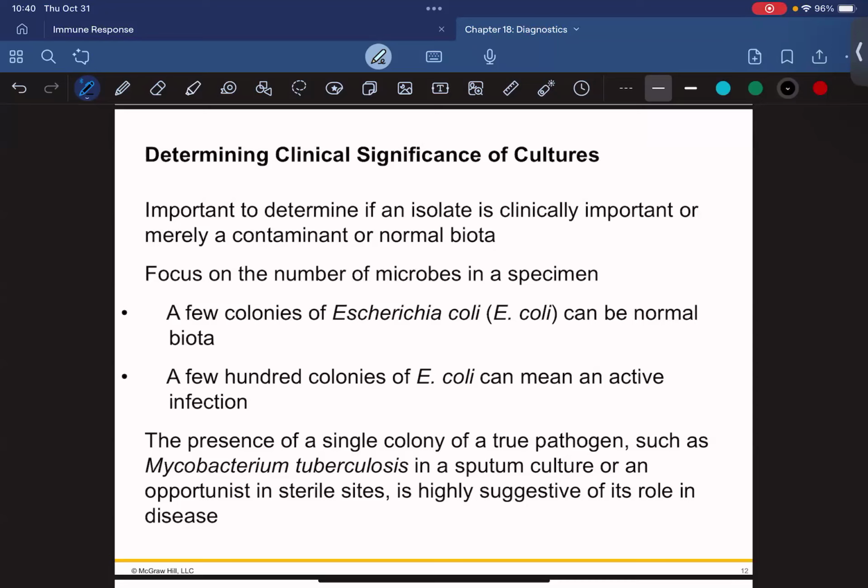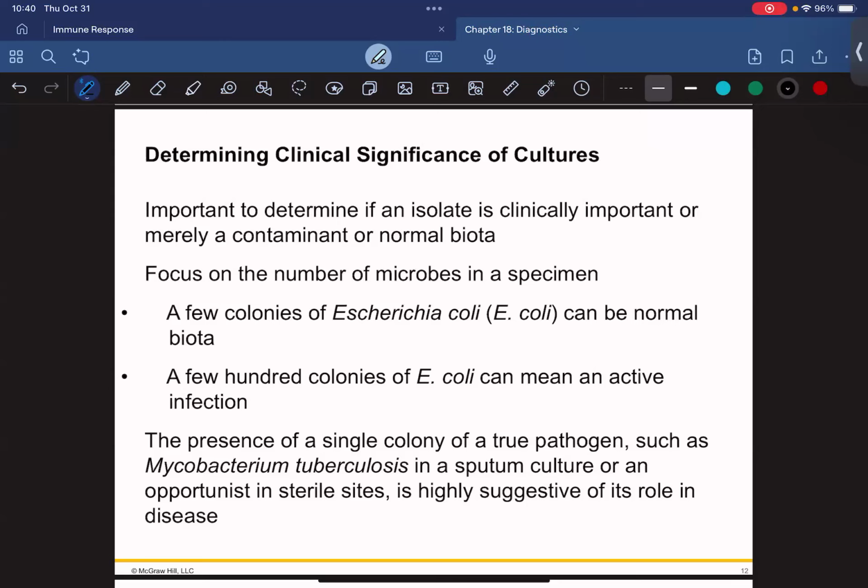It's probably normal biota. However, if you culture somebody's stool and it's overgrown with E. coli, that's a problem. That's probably an infection. There we have overgrowth of something that shouldn't be overgrown. Same thing as if you look with C. diff, you might have certain colonies of C. diff, but if it is completely just all C. diff in your culture, that's probably your culprit for that stool sample. Having said that, if you have just a few colonies of E. coli, that would be normal biota.